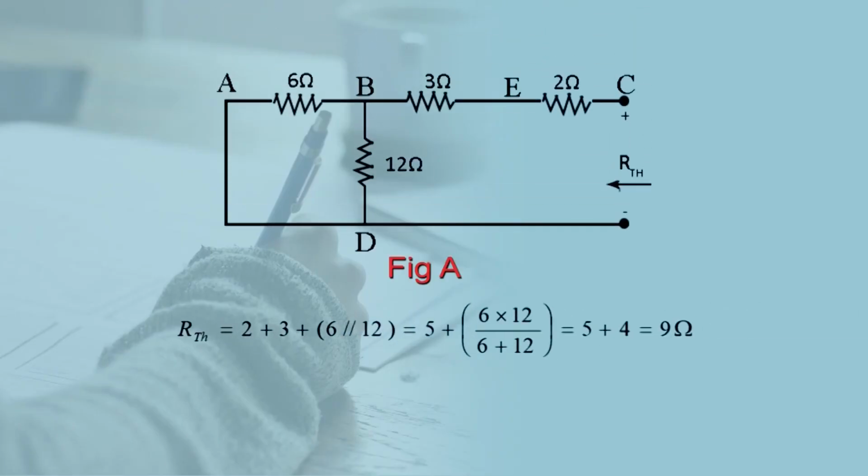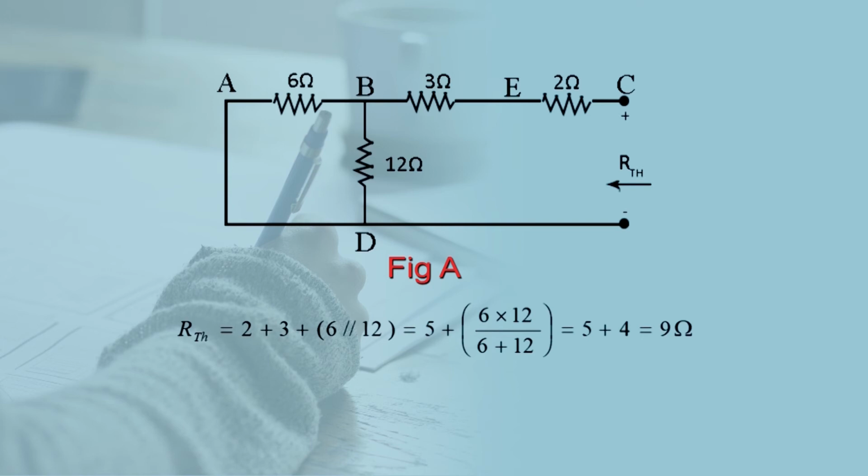Now you just have to find the Thevenin resistance. So here you can notice that branch BD, which has a resistance of 12 ohm, is in parallel with the resistance of 6 ohm, which is connected in branch AB. So this 6 ohm and 12 ohm are in parallel, and the equivalent resistance of these two resistances, 6 ohm and 12 ohm, is connected in series with the 3 ohm resistance and the 2 ohm resistance. So just by solving this expression you can find out the value of RTh.